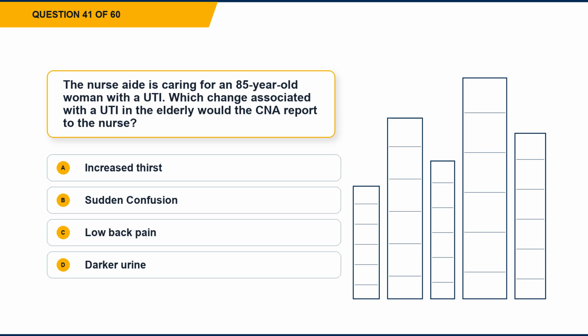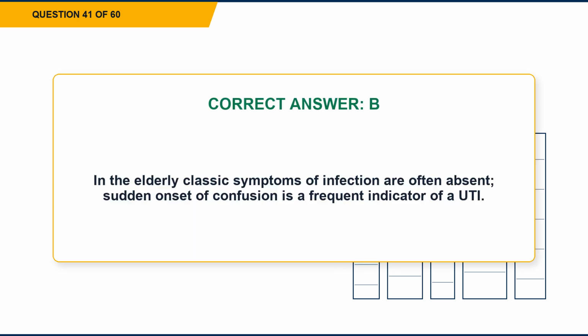Question 41. The nurse aide is caring for an 85-year-old woman with a UTI. Which change associated with a UTI in the elderly would the CNA report to the nurse? Option A, increased thirst. Option B, sudden confusion. Option C, low back pain. Option D, darker urine. The correct answer is option B, sudden confusion. Explanation. In the elderly, classic symptoms of infection are often absent.